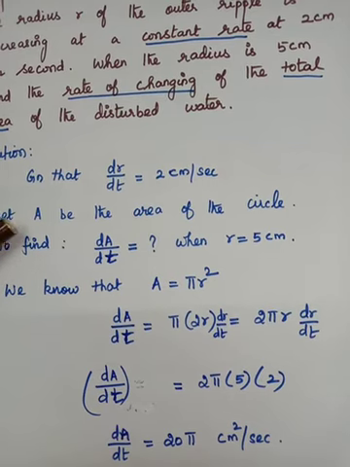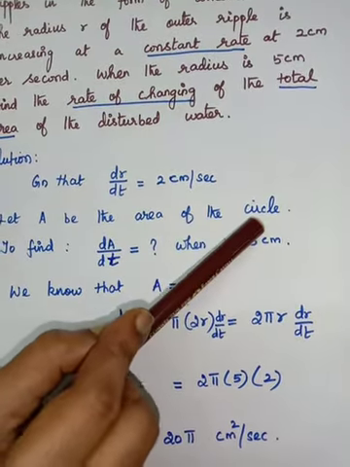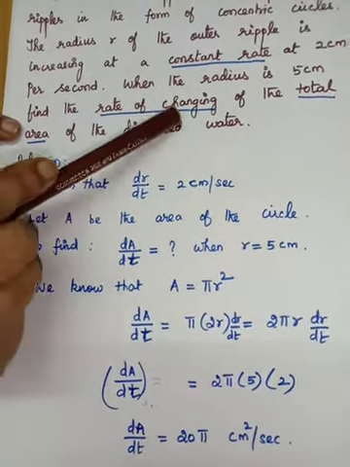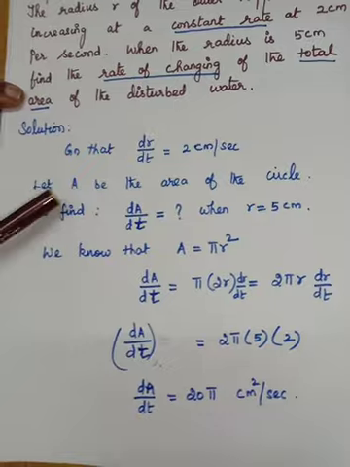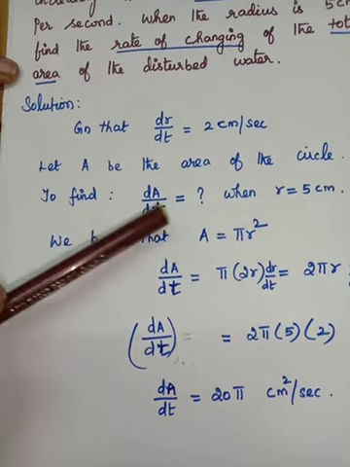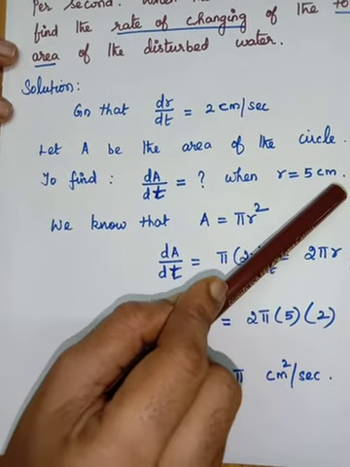So area we have to denote. Let A be the area of the circle. So here what is asked? Rate of changing of the total area. So we have to write dA by dt, that is equal to what? When r is equal to 5 centimeter.